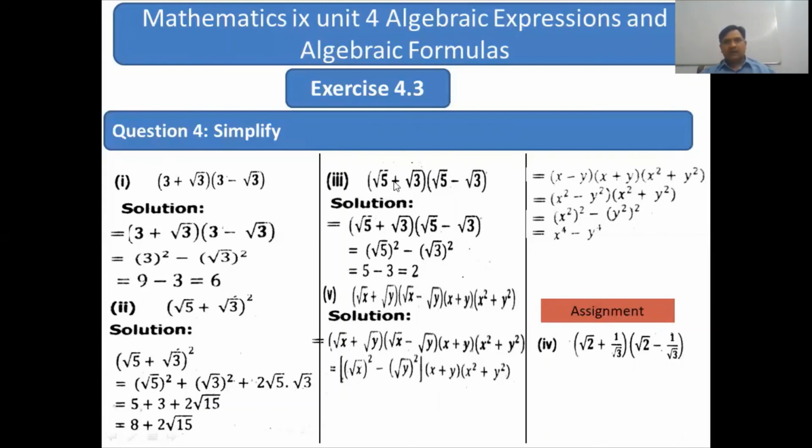Here is again square root of 5 plus square root of 3 and square root of 5 minus square root of 3. So this question is similar to what we have done. So you can solve this yourself. So this is very easy.